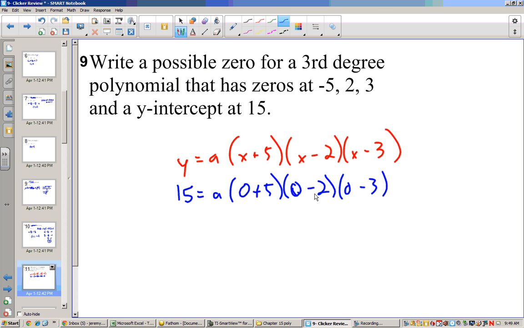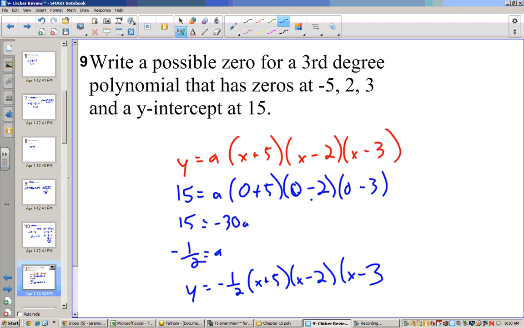So 5 times negative 2 is negative 10. Negative 10 times negative 3 is negative 30. So I have negative 30a is equal to 15. Now when I divide that out, my a value is negative 1/2. So my equation is y equals negative 1/2 times x plus 5, x minus 2, x minus 3.